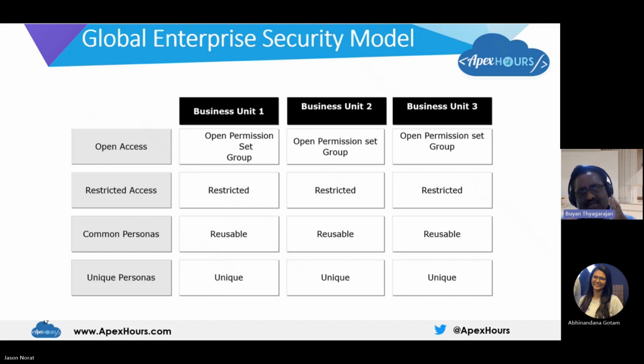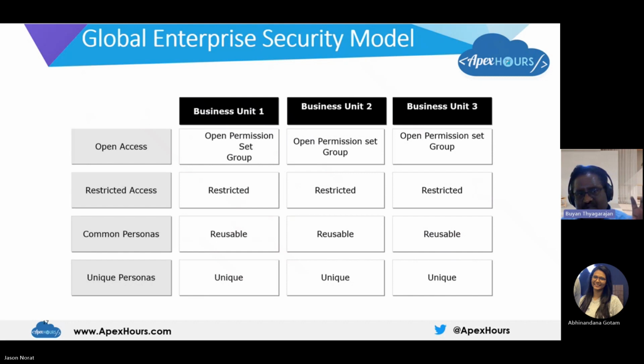So the way to look at it could be the same scale, but look at it in a four bucket. It's ones which you need open access. So let's define anything which is globally accessible to everybody in your organization across all business units. That's the open access. You might have an open access permission set group for that. What is restricted? What is that you do not want people to see? So that's a permission set or a permission set group if it needs to.